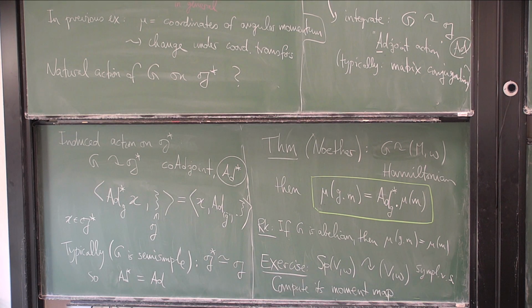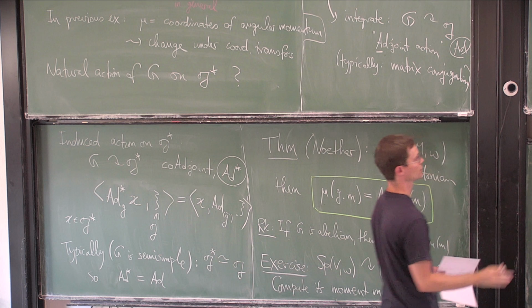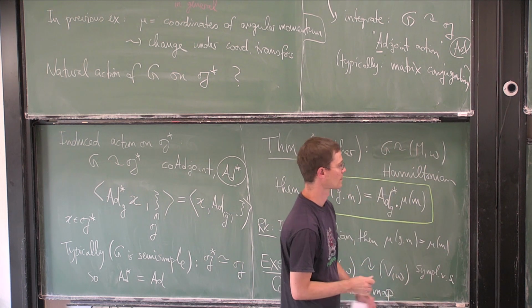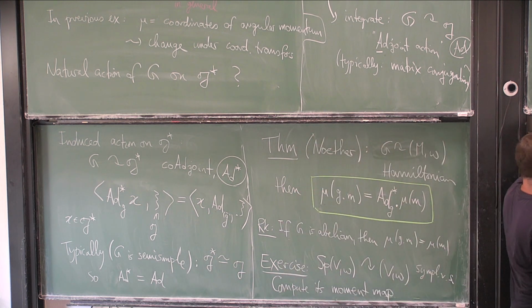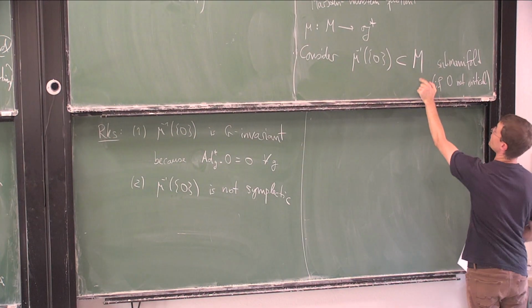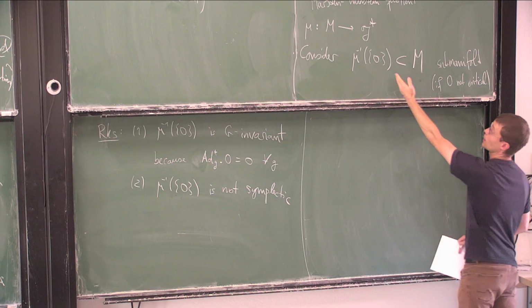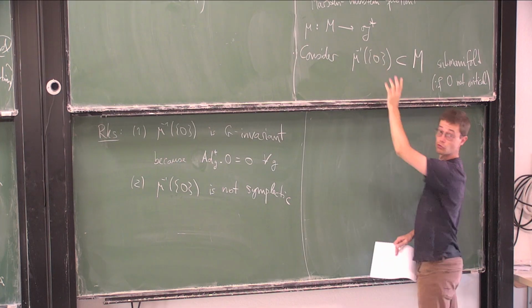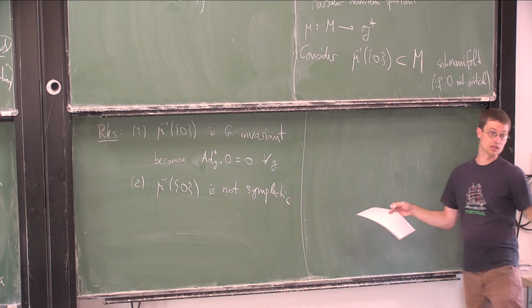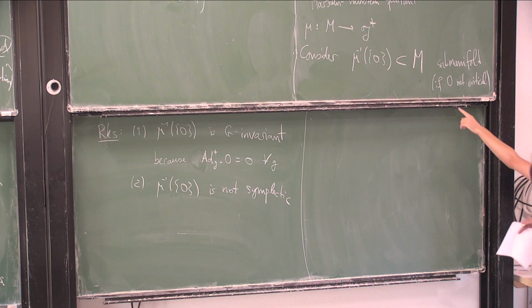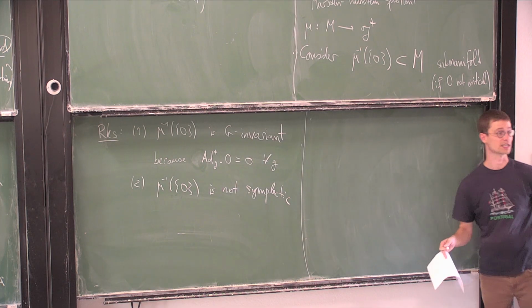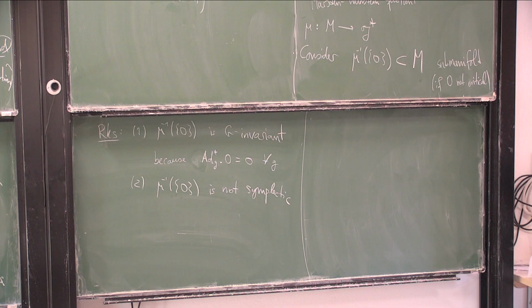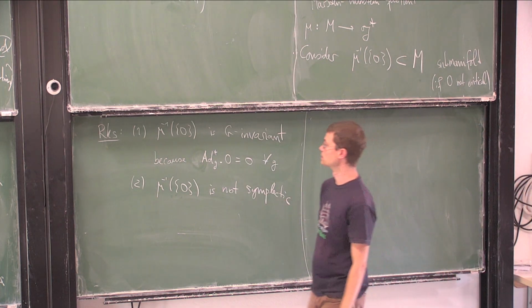So it cannot be the reduced phase space. In general, it's not symplectic. Well, you can, for example, just compute its dimension. The dimension is the dimension of M minus the number of constraints we have, the dimension of the group. A priori, the dimension of M is even, since M is symplectic, but the dimension of the group is not necessarily even. And in order to be symplectic, you need an even dimension.